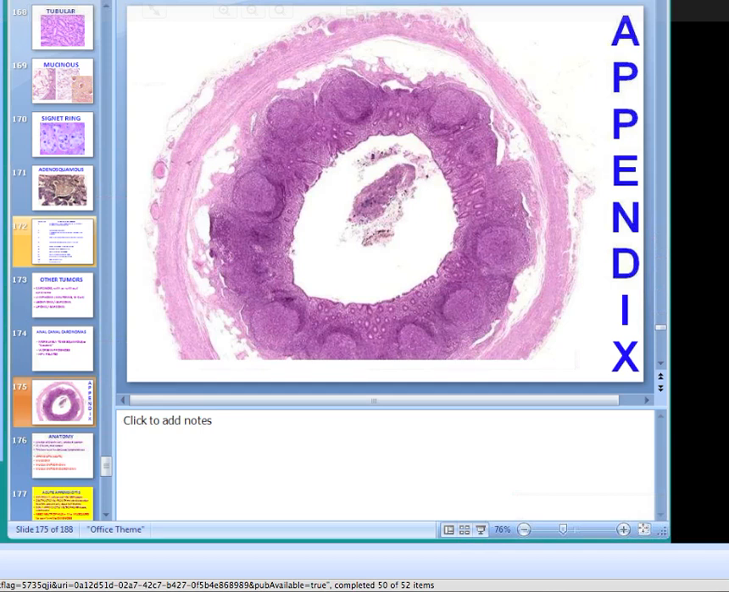We've covered esophagus, stomach, small bowel, large bowel. We did lab on a lot of the upper stuff. Now let's talk about the appendix. Remember, that was the first question on your test. We showed you a normal appendix. Take a look. Here's a normal appendix.